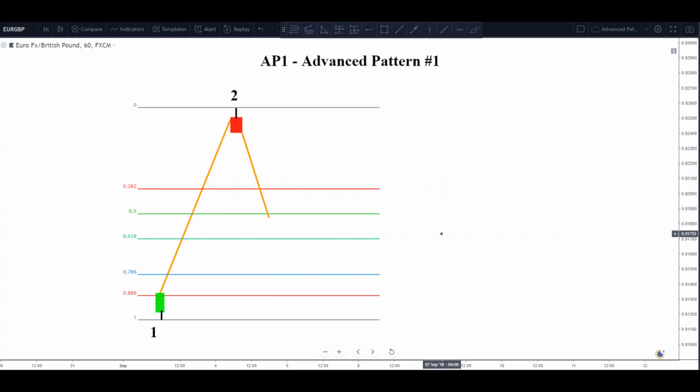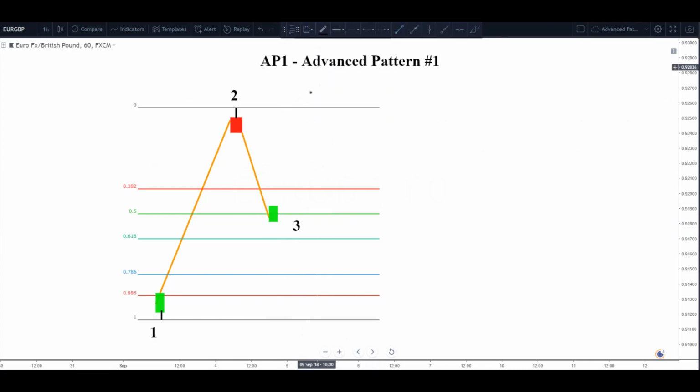Now the next rule we have is that we have to touch 50. We have to touch the 50% retracement, but we cannot touch the 618 retracement here for the AP1 pattern. This is going to be known as point number 3. So point number 3 has to touch a 50% retracement. We'll actually draw a candle here, but cannot touch the 618 retracement.